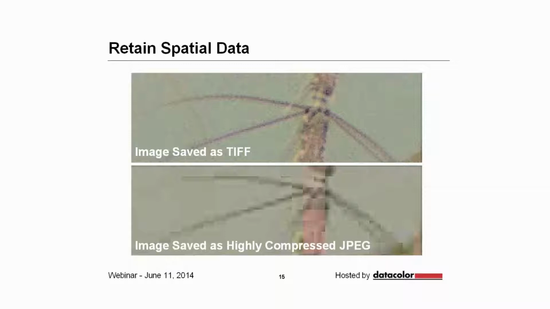And so in the area of spatial data, you certainly don't want to save your image in such a way that you're actually throwing away visual data. In this instance, you can see that the top image was saved as a TIFF image, which doesn't throw away any kind of visual data, but the image on the bottom was saved as a highly compressed JPEG. And as you can see, the data has been removed. Much of the spatial data has been removed.